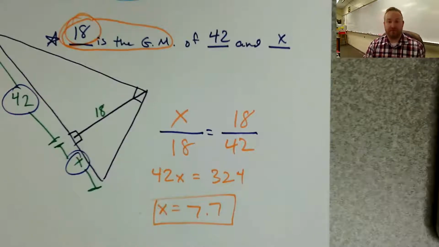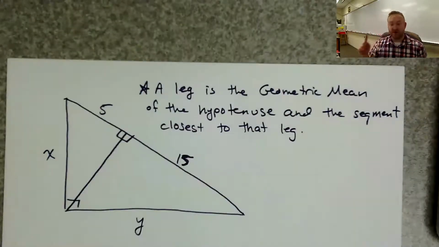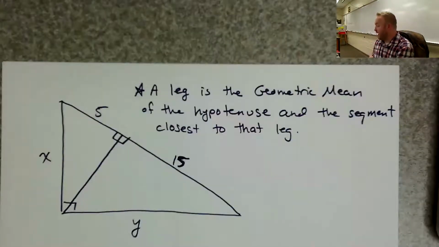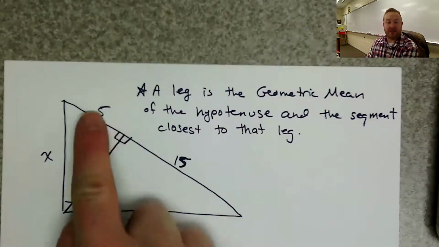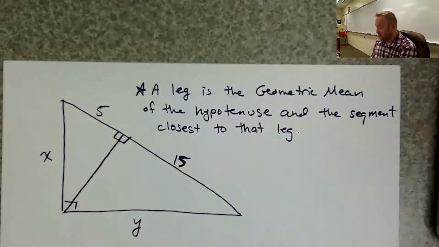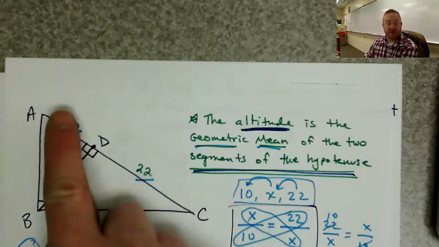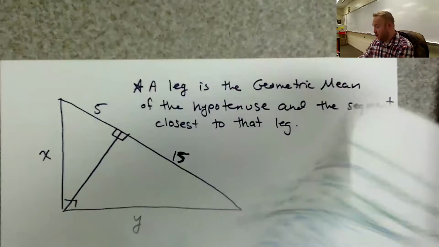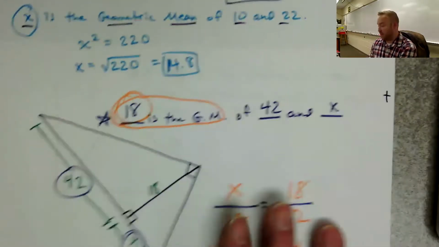We have one more. Okay, so here is our second theorem that we need to know. You'll notice with this one that we are not messing with the altitude. All that happens with the altitude is that it has divided up the hypotenuse into two different segments. Just like last time, the altitude divided the hypotenuse into two segments, but that time we were actually either finding the altitude or using the altitude as part of our geometric mean statement.